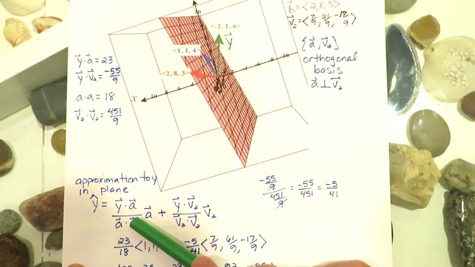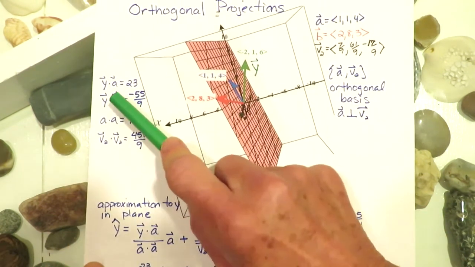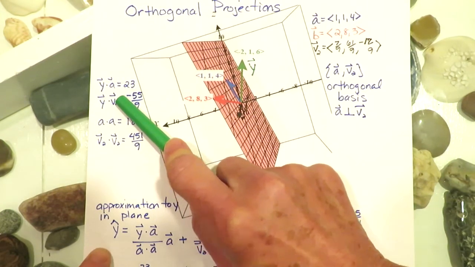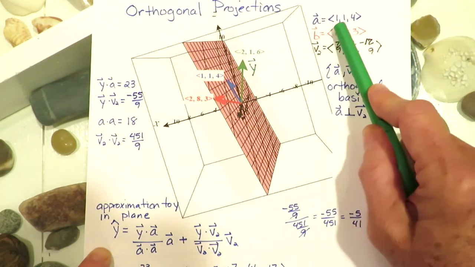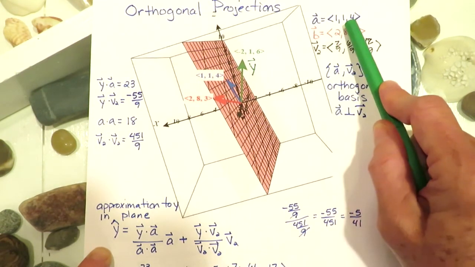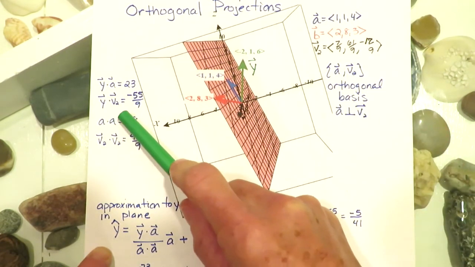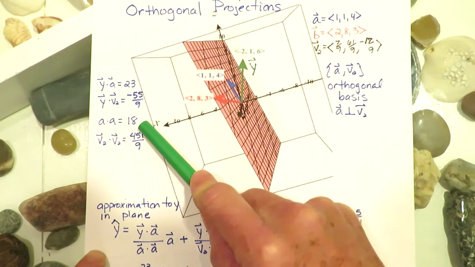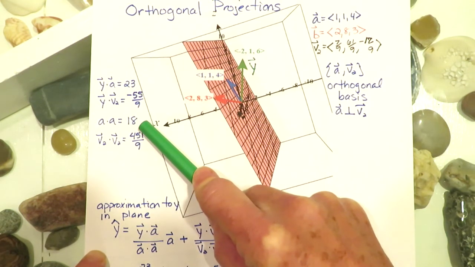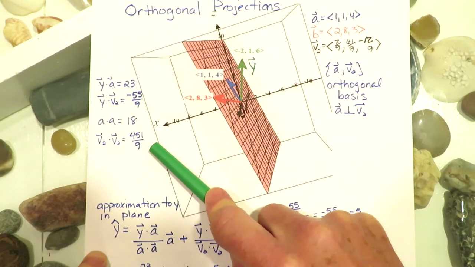So that's what we have here in terms of y dotted with A and y dotted with v2. So y dot A is 23. If I take -2 times 1 and I add 1 times 1 and I add 6 times 4, I will get 23. Now v2 is a little bit messier, and so y dotted with v2 is -55/9. A dotted with itself, which by the way again is the square of the length of A, is 18, and v2 dotted with itself is 451/9.